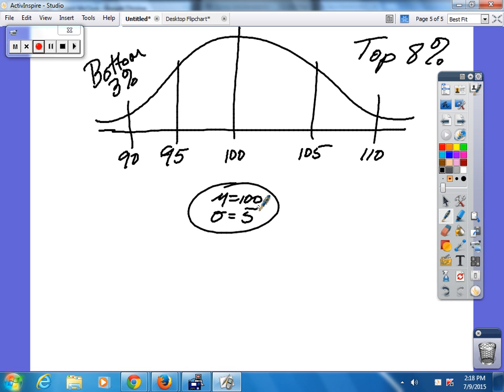So the bottom 3% would be right here, 0.0300. And the top 8%, this is 2.5, so maybe right in here, 0.0800. Right there. Tell me what those numbers are.